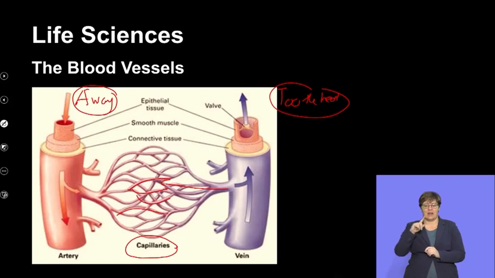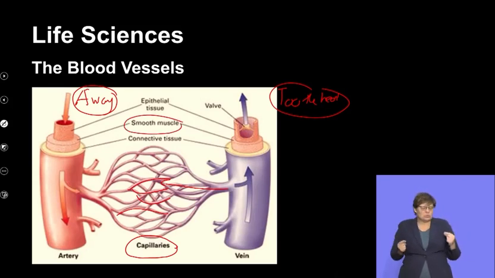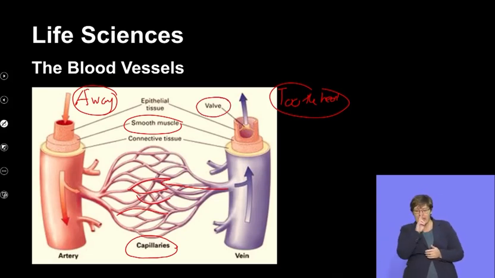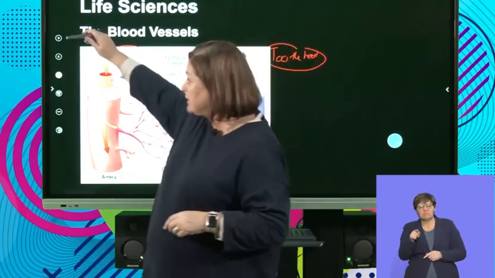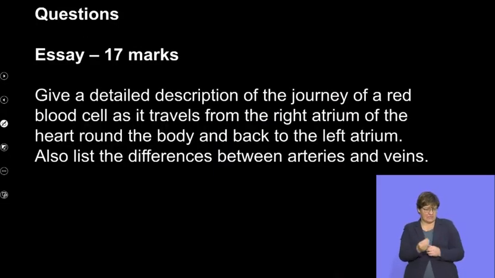Now guys, when we look at the artery and the vein, they are slightly different in structure because they do things slightly differently. Have a look, an artery's got a lot of muscle because it's got a pump, and the veins bring blood back to the heart, so they've got valves to stop the blood flowing backwards. So you need to be able to tell the difference between an artery and a vein and a capillary and why.